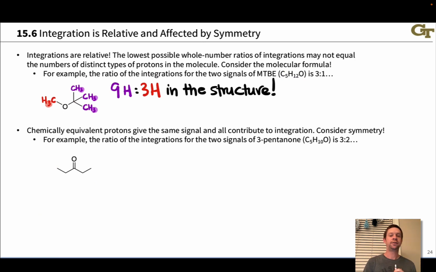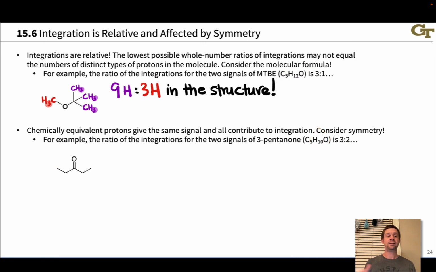For example, consider the compound 3-pentanone, C5H10O. If you just look at the integrations of the two signals in the proton NMR of this compound, you get a lowest whole number ratio of 3 to 2. But that only counts for 5 hydrogens, and there are 10 hydrogens in the molecule.